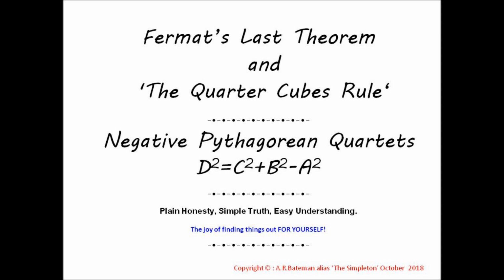Fermat's last theorem and the quarter cubes rule. Negative Pythagorean quartets of the form d squared equals c squared plus b squared minus a squared. My motto: plain honesty, simple truth, easy understanding, the joy of finding things out for yourself.